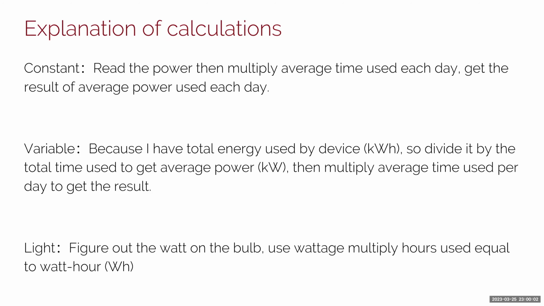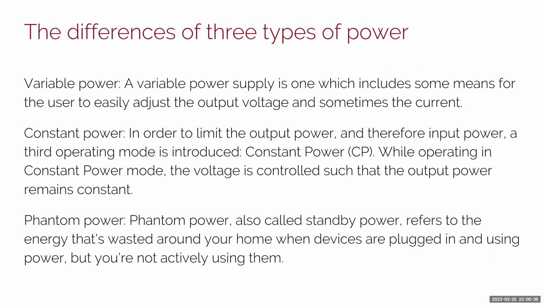So, the explanation of the calculations. For constant power, I read the power, then multiply by the average time used each day to get the average energy used per day. For variable power, because I have the total energy used, I divide it by the total time I used it to get the average power, then multiply by the average time used per day to get a result. For light, I figure out the unit and multiply it by the hours used to get a result. So these are the differences between the three types of power.